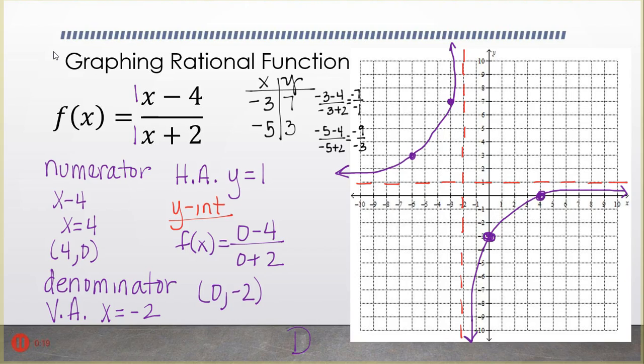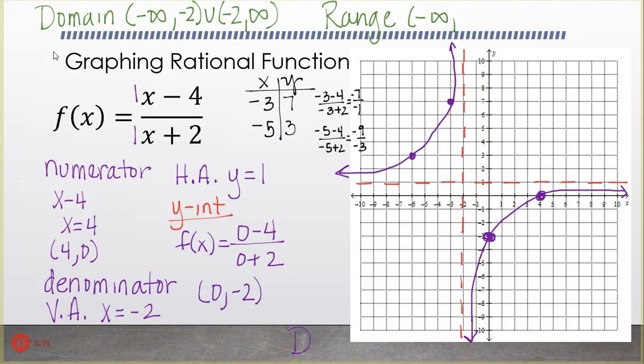let's put that at the top. So the domain of this function would be negative infinity until you get to your vertical asymptote of negative 2, union negative 2 to infinity, and the range would be going from the bottom of the graph, negative infinity, until you get to your horizontal asymptote, which is positive 1, union 1 to infinity.